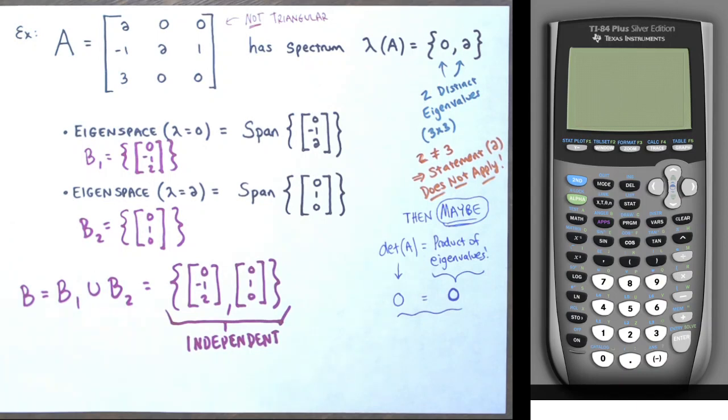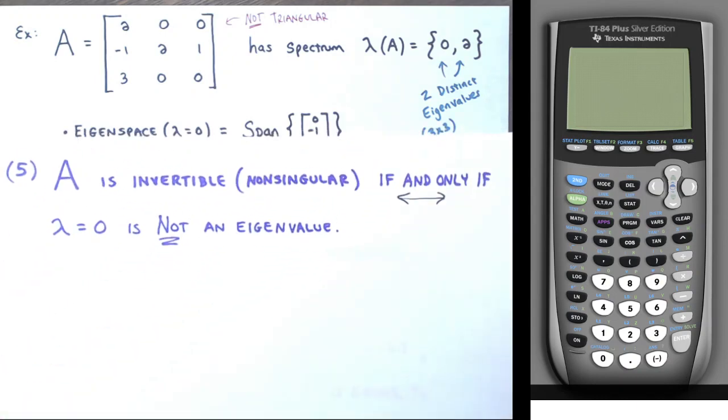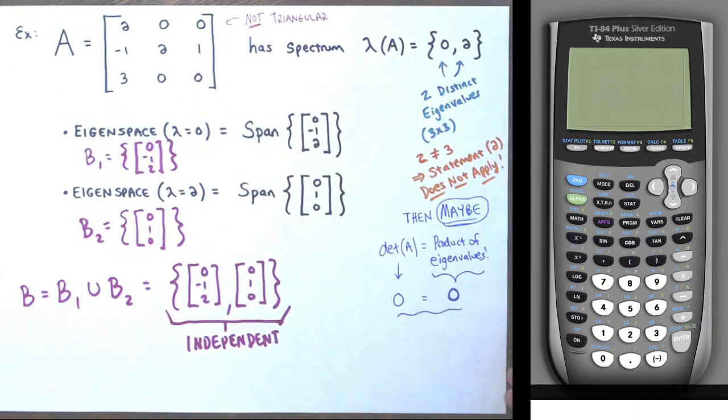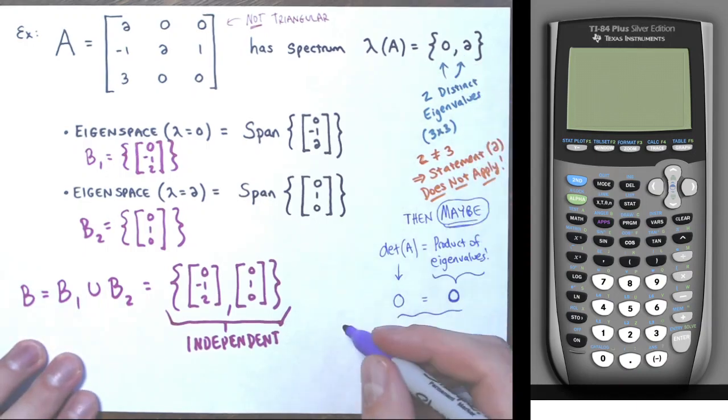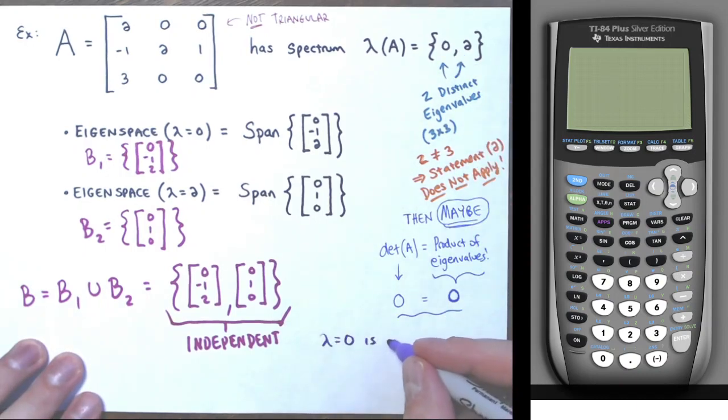So statement 4 doesn't apply, and then statement 5, again: the matrix is invertible if and only if 0 is not an eigenvalue. Oh, look here. I'm seeing that 0 is an eigenvalue.